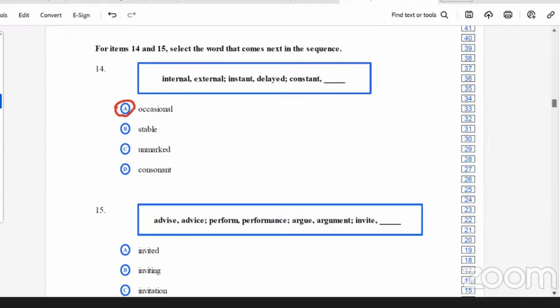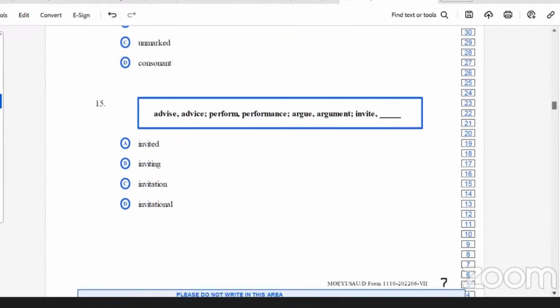Let's get to question 15. Okay, so we have advise, advice, perform, performance, argue, argument, invite. Again, looking at the relationship between the pairs, we are looking at the verb and then the noun. So what would be the noun for the word invite? That would be C, invitation. Looking at the noun form of the word.